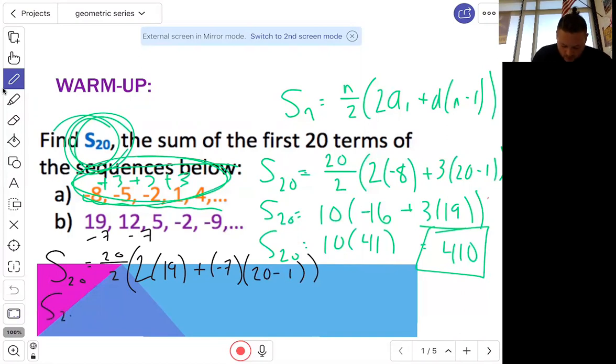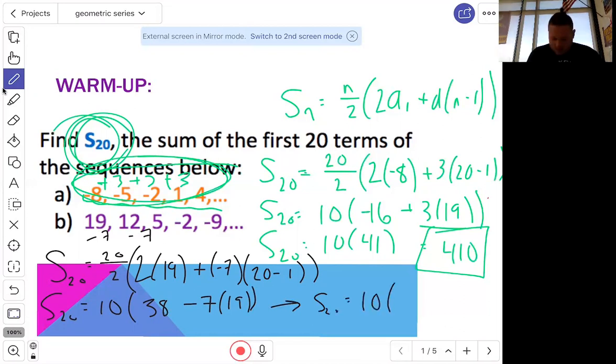20 divided by 2 is 10. 2 times 19 is, I want to say 38. Yep. And then, instead of writing plus negative 7, I'm going to write minus 7 times this 19 here. 7 times 19 is 133, so it'll be 38 minus 133. Go ahead and enter all that into your calculator. And I'm getting an answer of negative 1030.